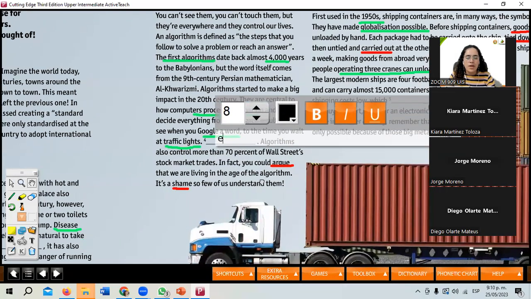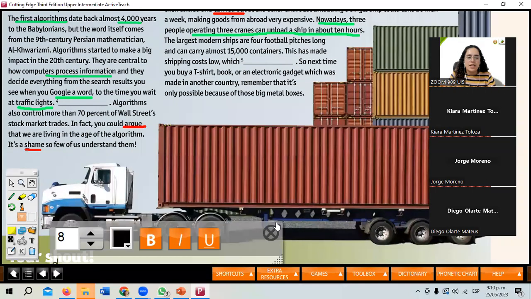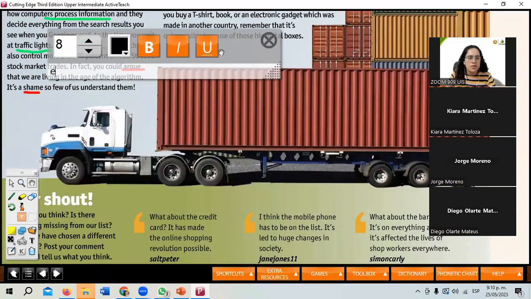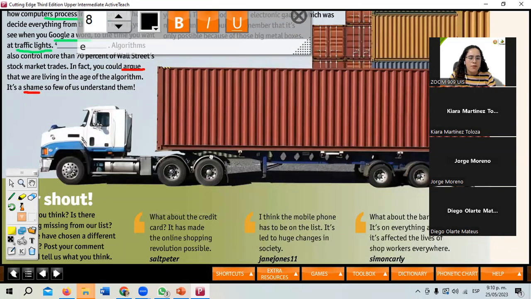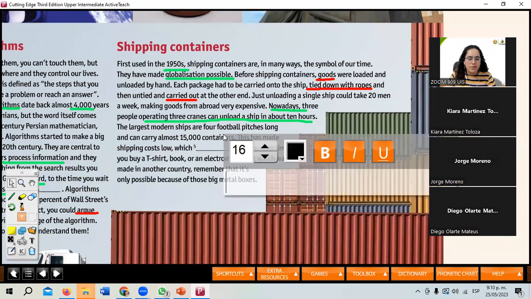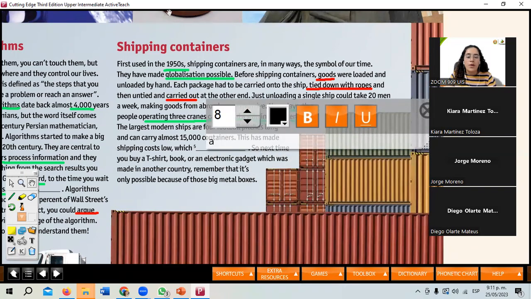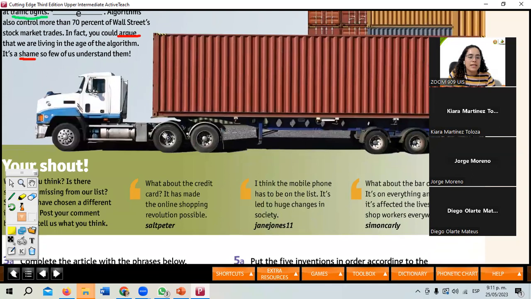And for the last one we have, it's letter A, has resulted in cheaper goods all over the world and has affected all of our lives dramatically. All right, so this is for the shipping containers, okay? Letter A. Okay, very good.